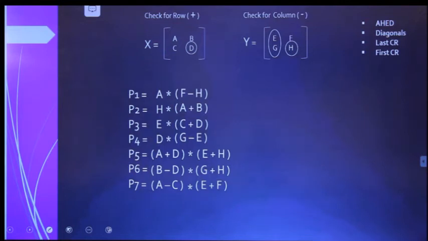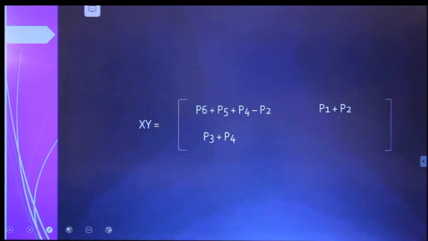Now we will use these 7 formulas to develop the product of these matrices X and Y. In order to learn this, I have developed my own way. You can just memorize it. First, I will write P1 plus P2, then P3 plus P4 because it is easy to memorize. Then I will use P6, P5, P4 minus P2. P6, P5, P4 are consecutive numbers, so it is easy to learn them. Then I will write minus P2. In the last, I will write P1, P5, P3, P7. All the numbers are odd, so you can remember them easily.